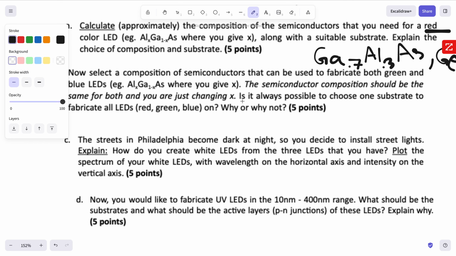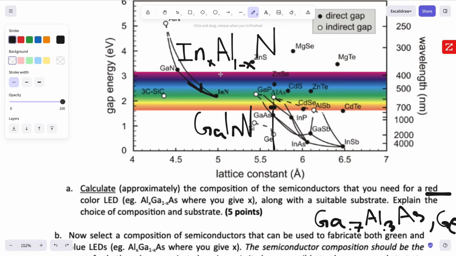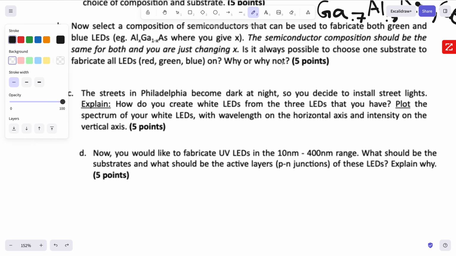And in this case, for the question, is it possible to choose one substrate to fabricate all LEDs, red, green, blue? Why or why not? We can say no, because we notice that there is no alloy that functions throughout this entire range, right? There's parts that occupy this space, parts that occupy this space, but nothing that occupies the entire visible spectrum. And so as a result, there's no one semiconductor that can do it all.